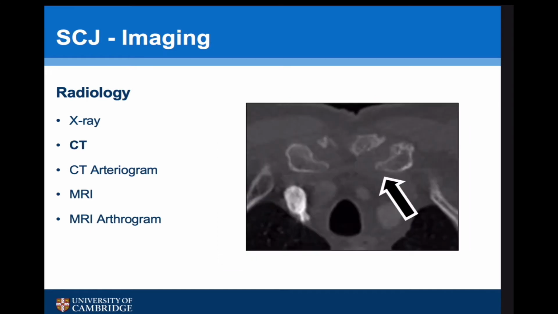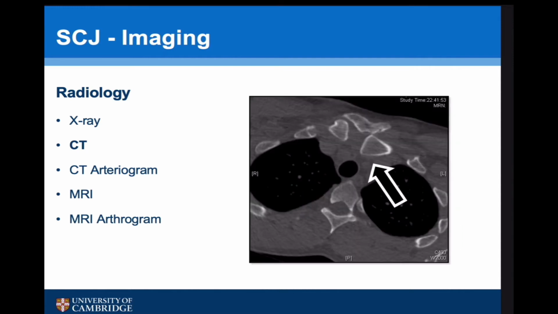The most useful investigation probably is a CT scan, and that's good at looking at osteoarthritis. It's also good at looking at dislocated joints. If the joint's actually dislocated, it's not so good at looking at a joint that has previously been dislocated and has been relocated, because it is a bony study, so it doesn't look at the soft tissues.